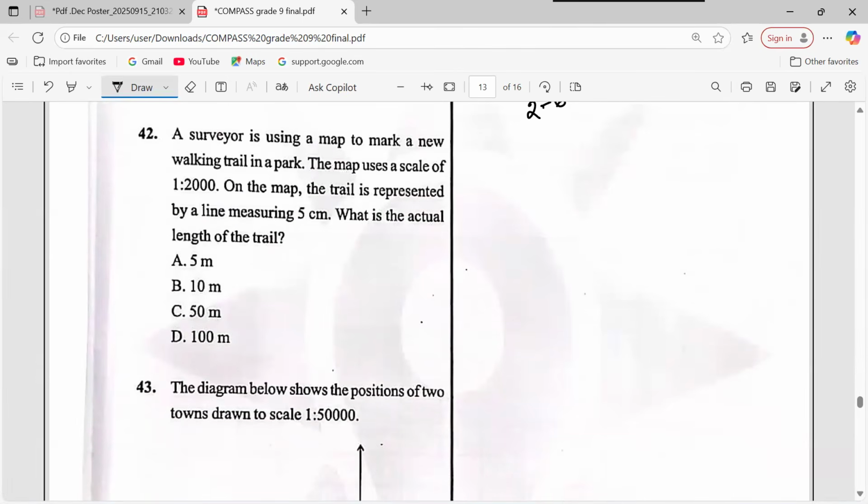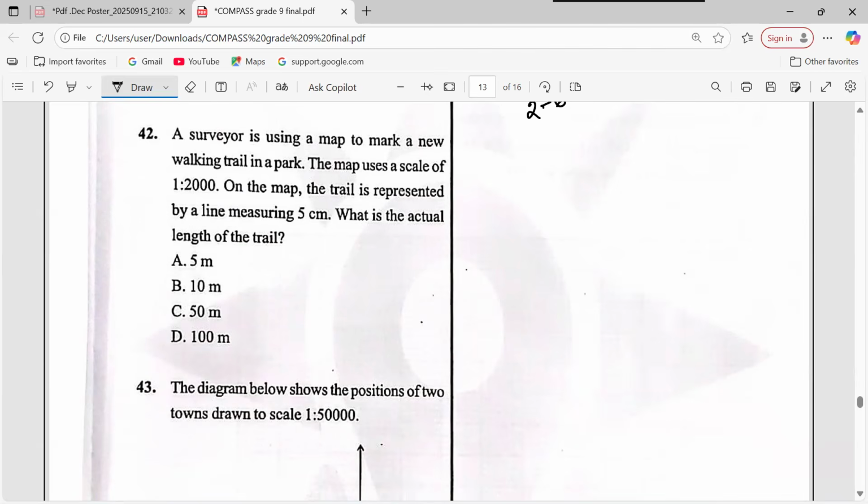A surveyor is using a map to mark a new walking trail in a park. The map uses a scale of 1 is to 2,000. On the map, the trail is represented by a line measuring 5 centimeters. What is the actual length of the trail?